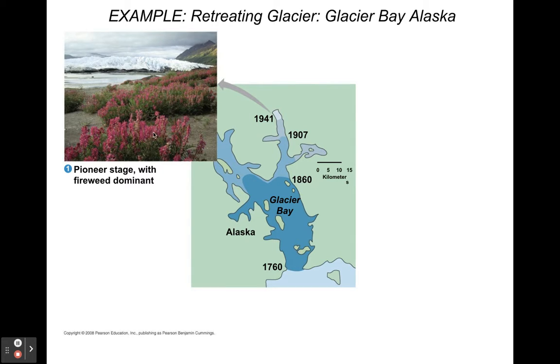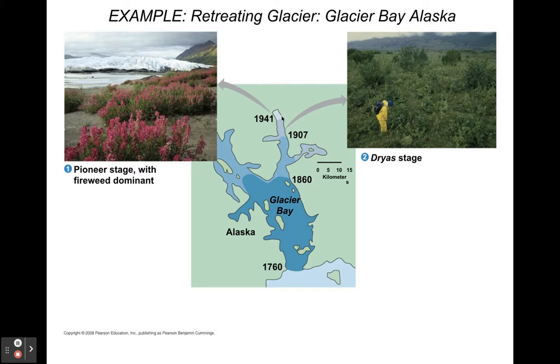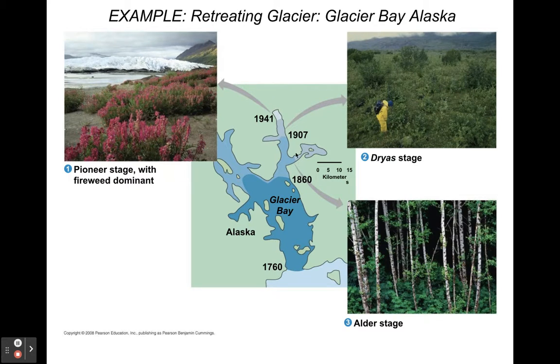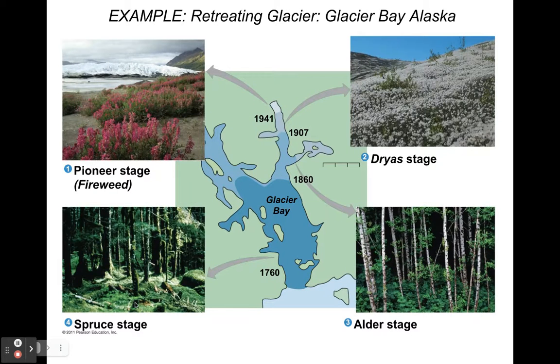So first we have the pioneer stage, which we see way back here where the glacier has just most recently retreated. And then as we move forward, we can think of it as moving back in time. This has been exposed or uncovered from the glacier for a longer period of time. And now we get into a new stage called the dryas stage. As we move farther forward, we're moving farther away from the glacier, and we get into the alder stage. So now we have deciduous trees. And then finally, we get to the spruce stage, which is the climax stage.